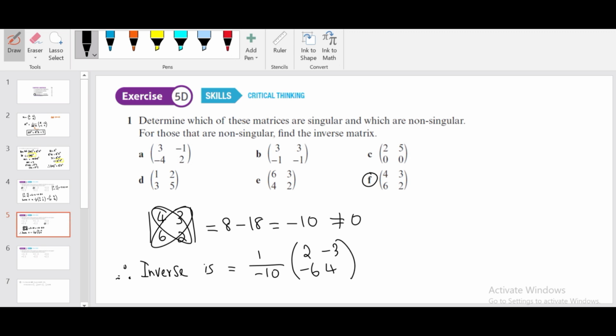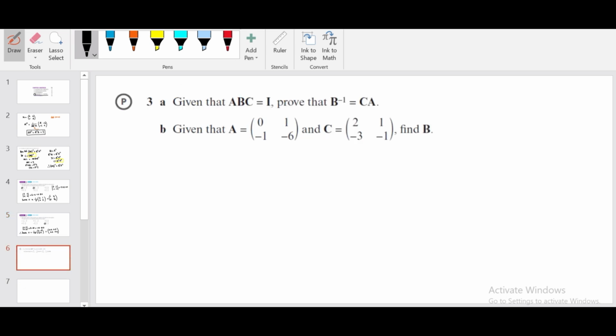But in the exam paper, don't draw all these bubbles and all. This is just for your reference. Divide each term by minus 10. You will get minus 0.2, 0.3, minus 0.6, sorry, plus 0.6, minus 0.4. Right? Let's look at one more question.